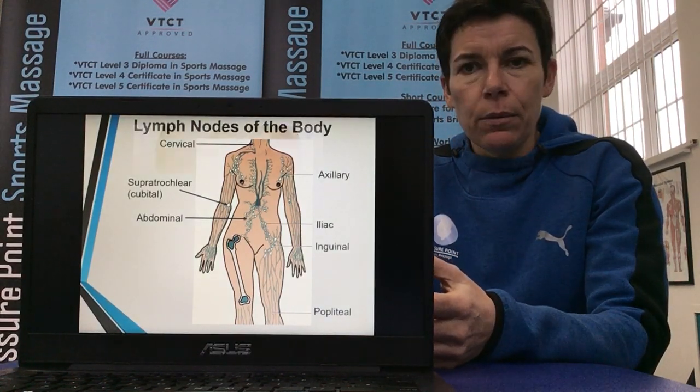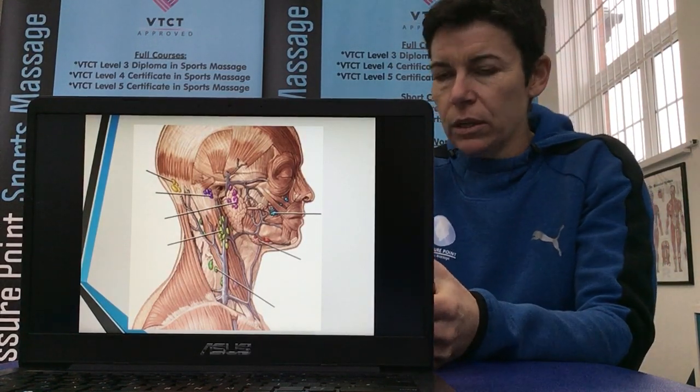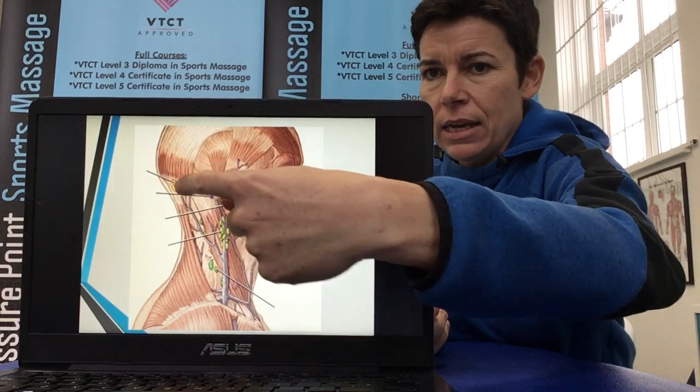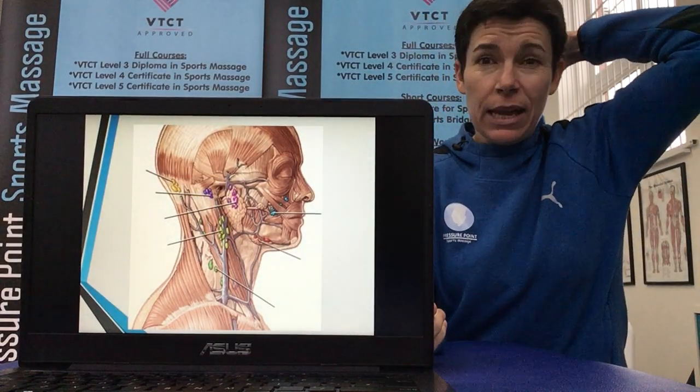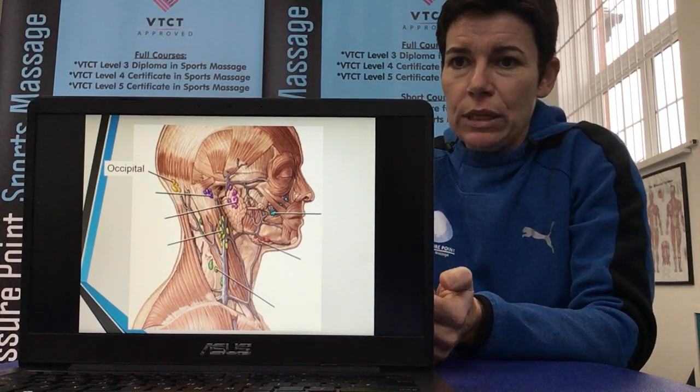And then finally, we're looking at the lymph nodes of the face and the head. So we're going to start at the back of the head here. Okay, and the bone at the back of the head there is called the occipital bone. So we have occipital lymph nodes.